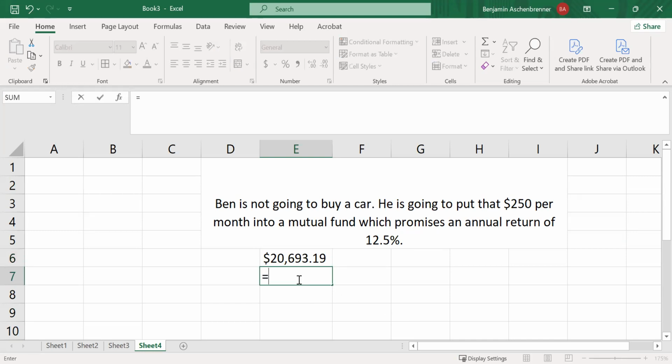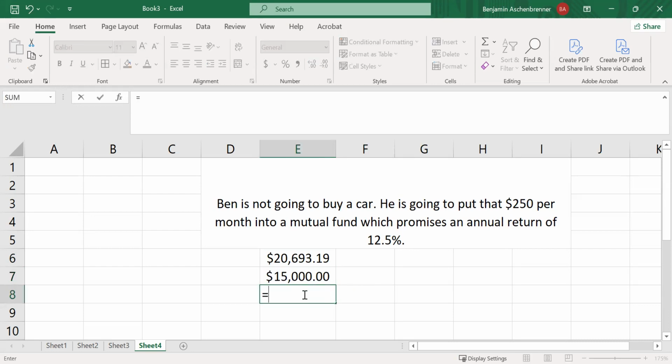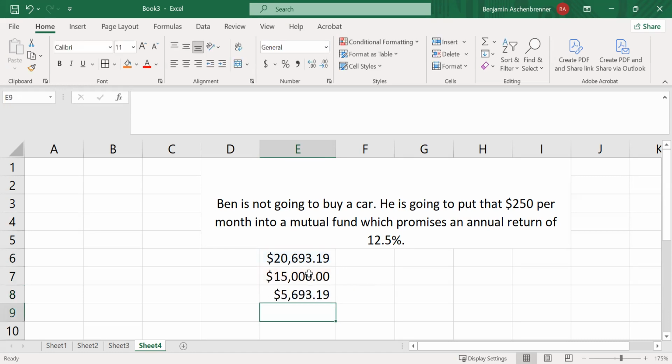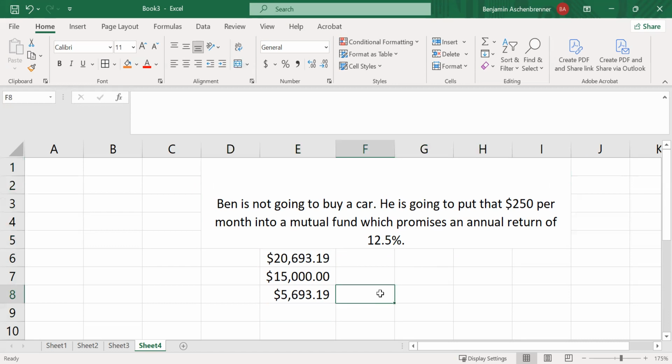You know, typically it's interesting to ask about your mattress figure, which I call the amount of money that you deposited with no return. So if I put this in my mattress and I didn't earn any interest, then I would be sitting at $15,000, which means that the interest I earned is around $5,000 for this. But again, all that depends on the 12.5% return.